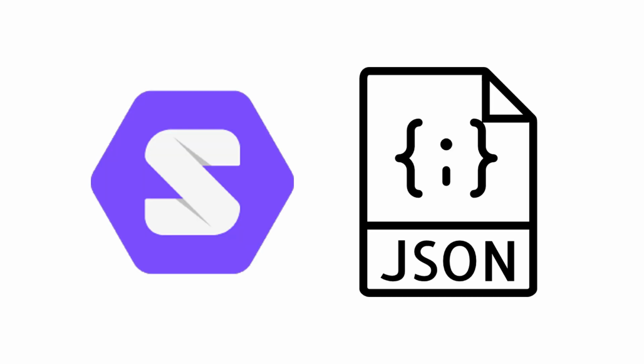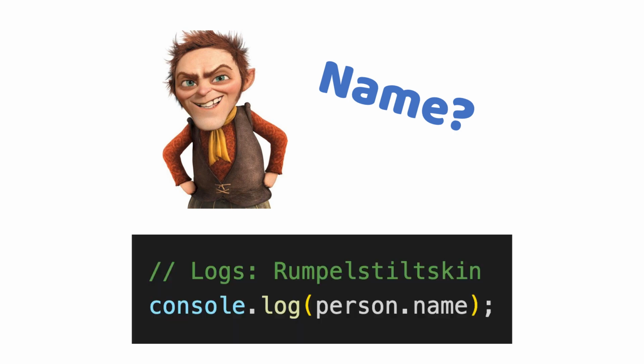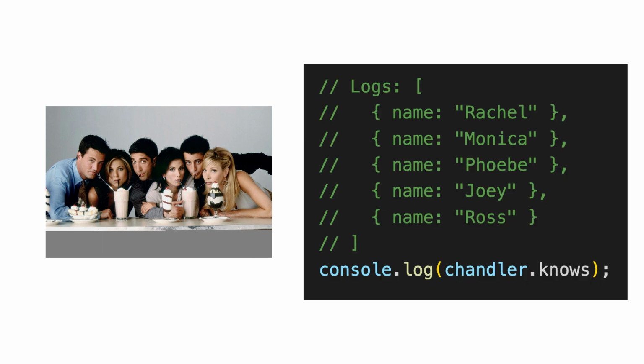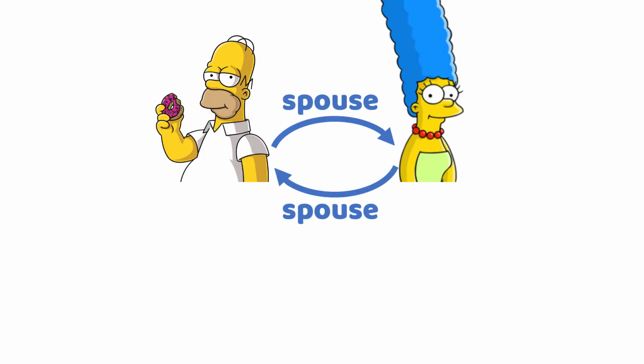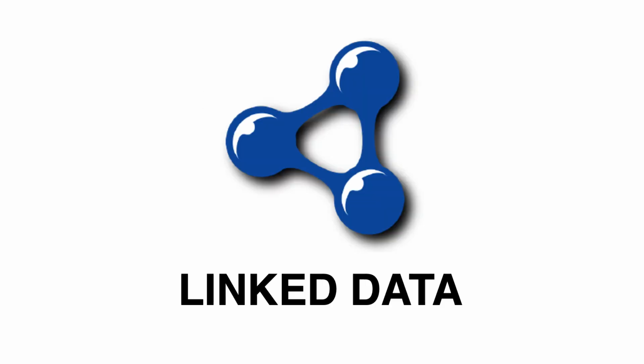Our goal is to build a library that lets you read and manipulate Solid the same way you read and manipulate JSON. You know, to get a person's name, all you have to do is call person.name. To get a list of their friends, you would say person.friends, and person.spouse.spouse would equal person because it just looped back on itself.